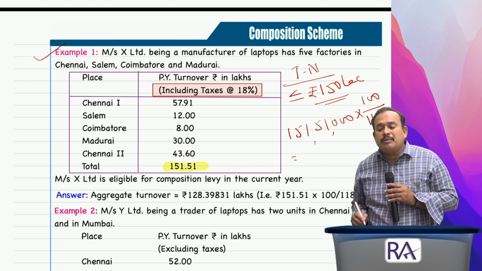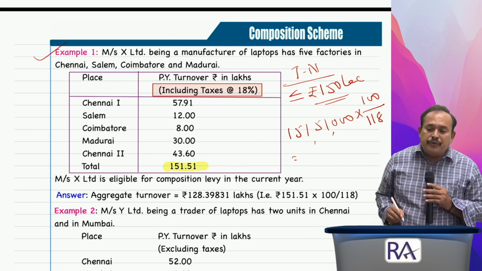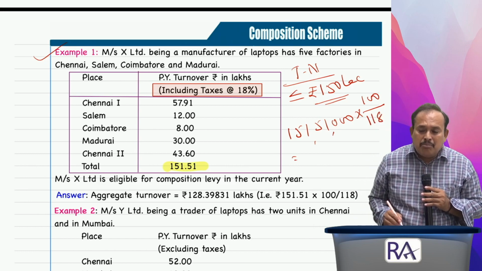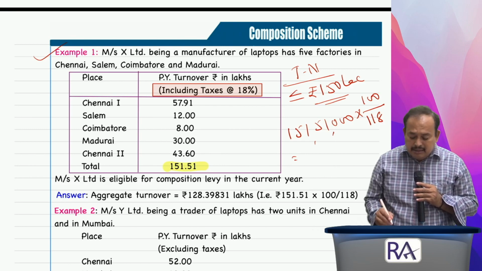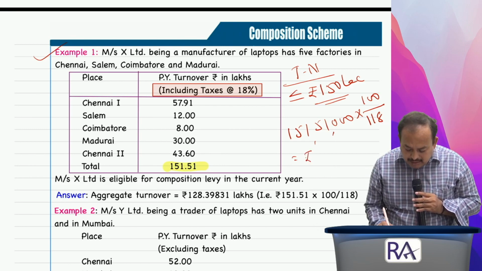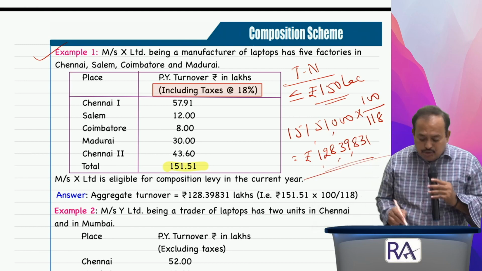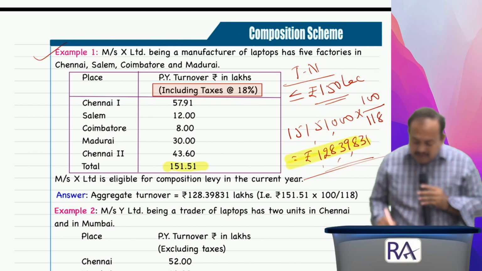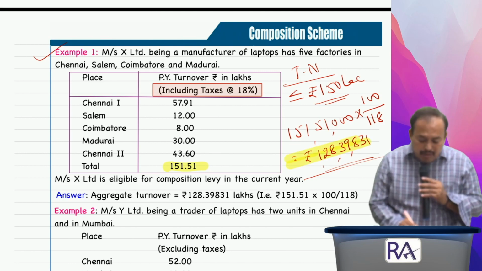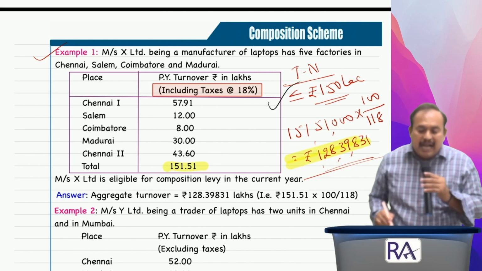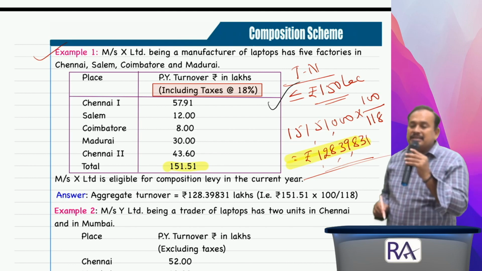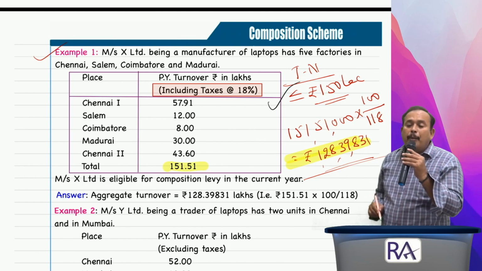Tell me how much comes? 1 crore 51 lakh 51,000 multiplied by 100 over 118. How much does it come to? Hardly 1 crore 28 lakh 39,831, which is the actual turnover of the preceding financial year, which is well within the limit of our 150 lakhs. As a result, in the current year, X Limited is eligible to opt for the composition scheme.